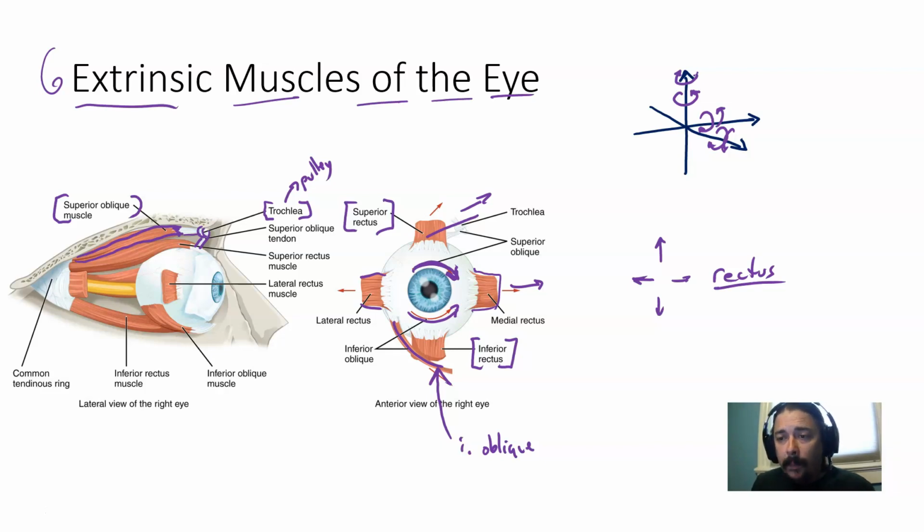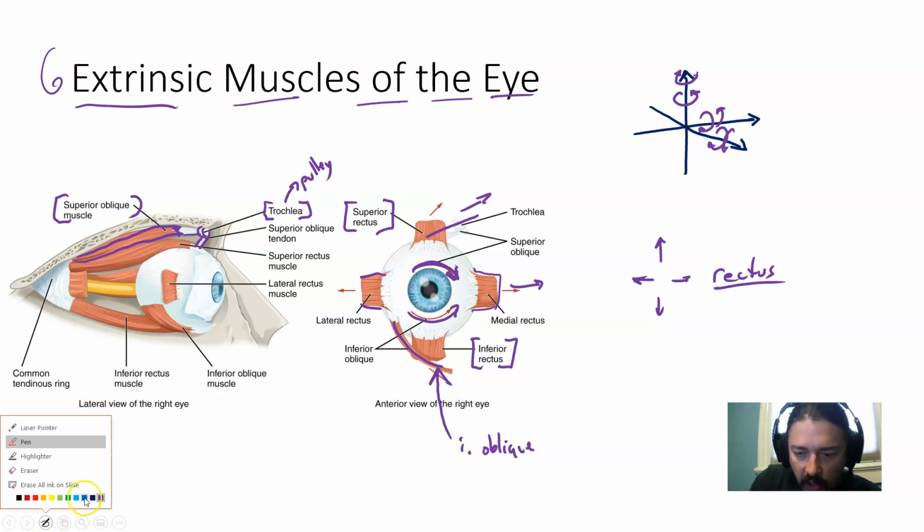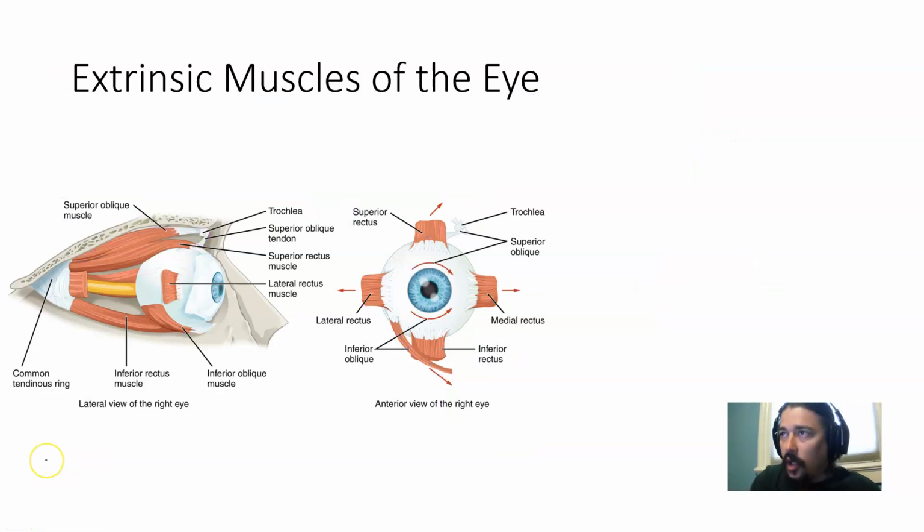So anyway, these muscles are controlled by cranial nerves. You may remember the oculomotor nerve; I think there are two C's in oculomotor. Then the trochlear nerve, and the abducens nerve.